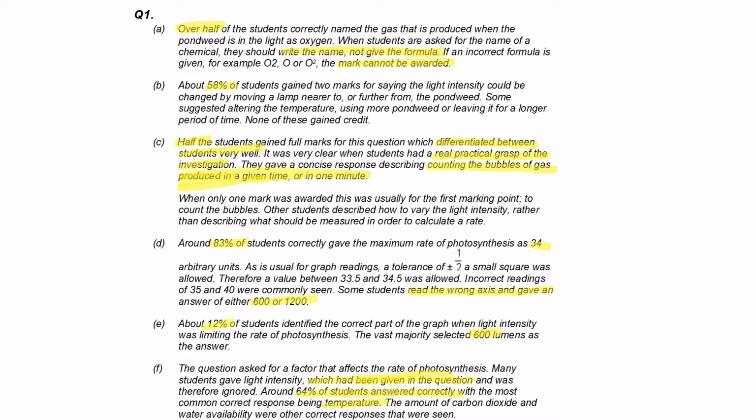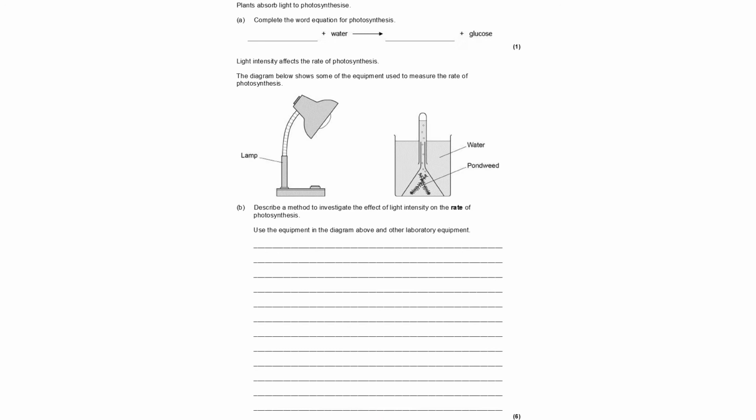The amount of carbon dioxide and water availability were other correct responses that were seen. So, as you can see, you might want to pause the video just to reflect on what you've seen and heard, because there was a lot of information about what students did well and what students didn't do well. So for the next question, which is worth in total 16 marks, you can start your timer now.